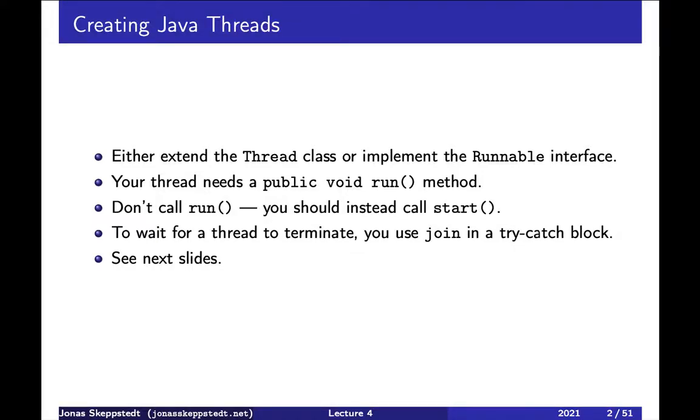To create threads for Lab 2 in Java, you can either extend the Thread class or implement the Runnable interface. You need to have a public void run method, but you shouldn't call run, instead you should call start. You should not implement start, it's already there. And to wait for a thread to terminate, you use join.